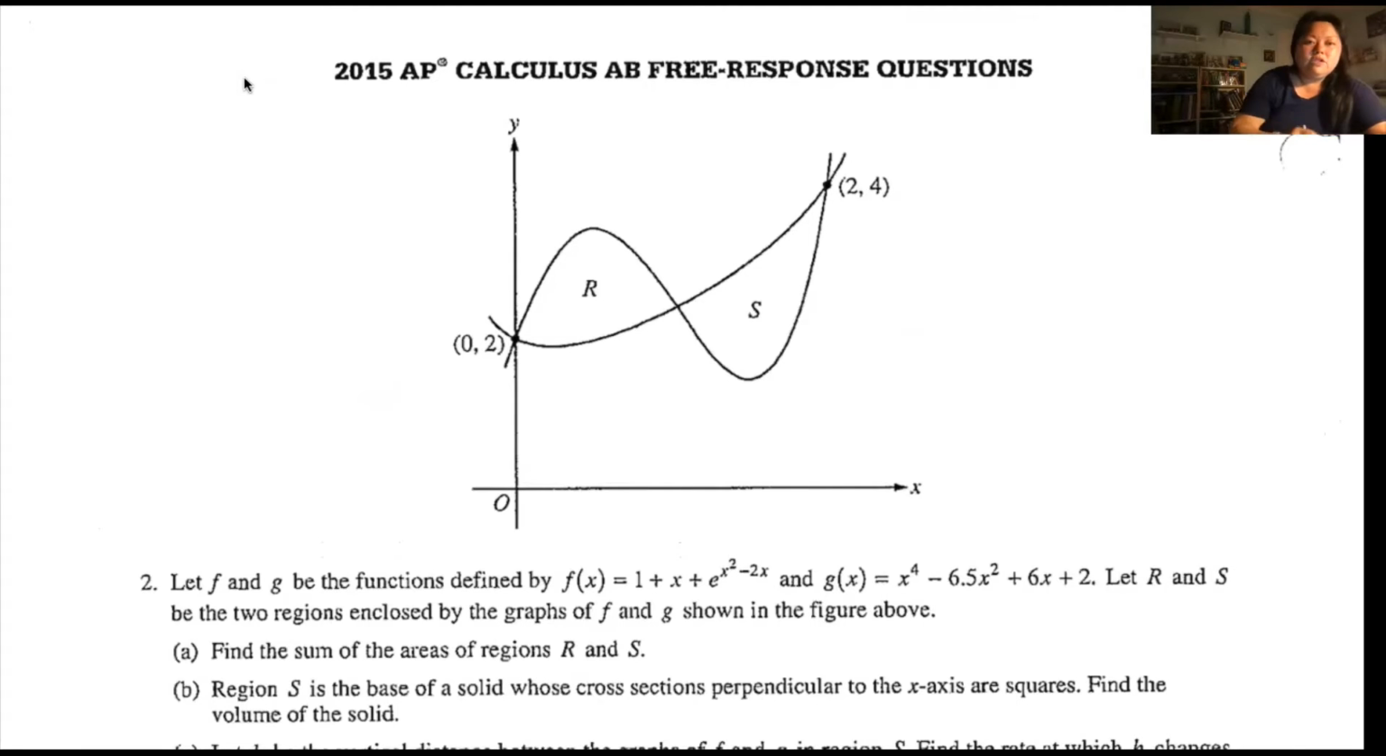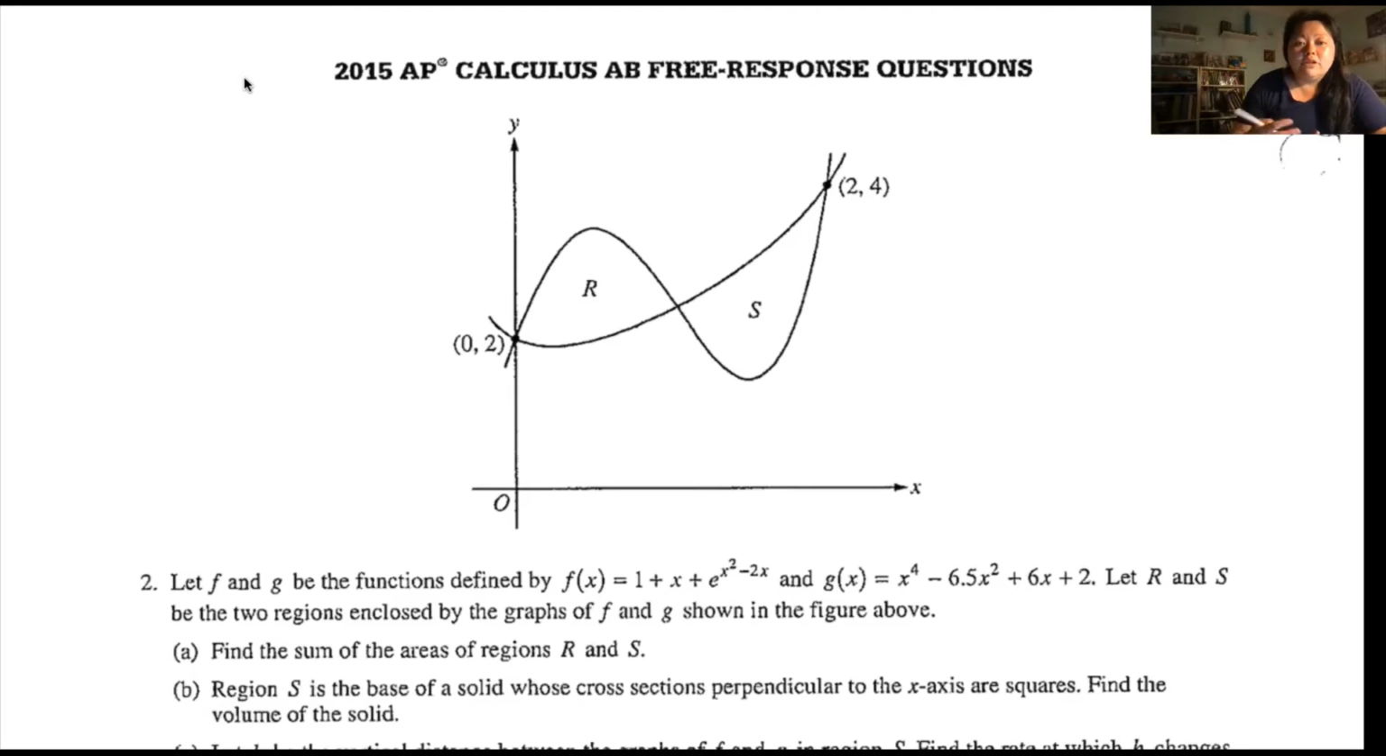It says, let f and g be the functions defined by f of x equals 1 plus x plus e to the x squared minus 2x. Well, it's a complicated function. And g of x equals x to the fourth minus 6.5 x squared plus 6x plus 2. Let R and S be the two regions enclosed by the graph of f and g shown in the picture above. So you could probably guess which one is which.